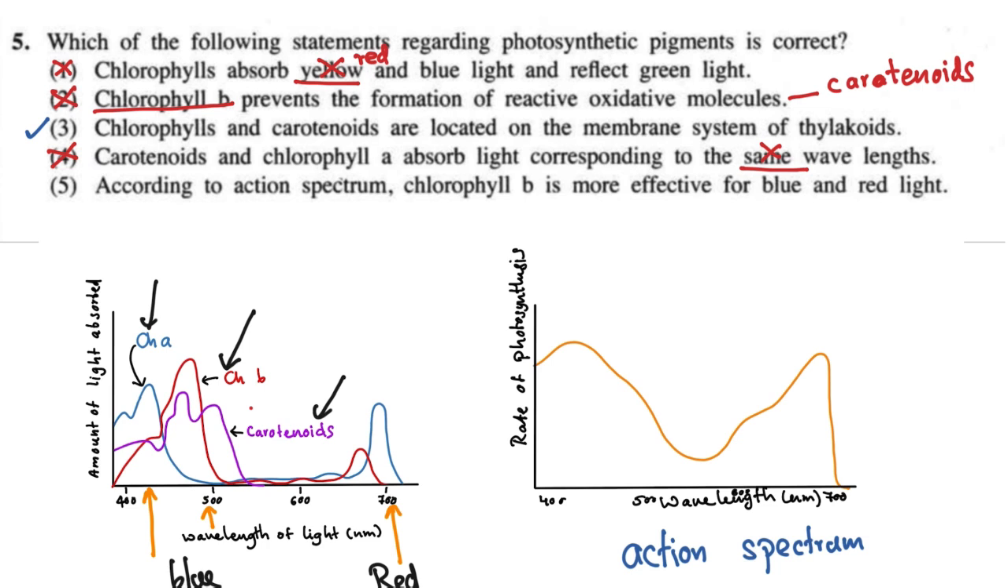That is correct, but we can read that information from the absorption spectrum, not from the action spectrum. So option 5 is incorrect. The correct answer for this question is number 3. Chlorophylls and carotenoids are located on the membrane system of thylakoids.